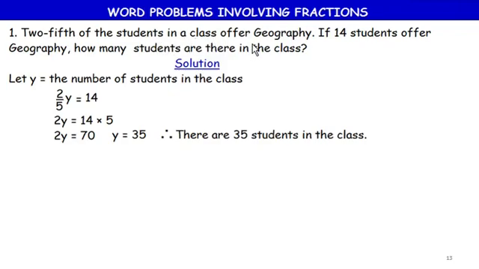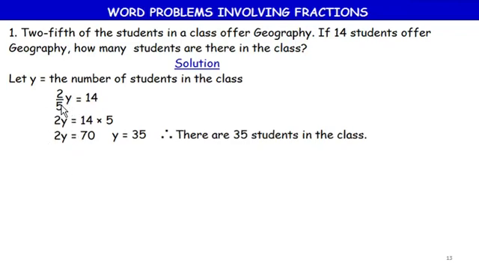In a class offer geography. If 14 students offer geography, it means that 2/5 of the students represent 14, or the number of 2 over 5 of the students is 14. So that is what we have represented here. So 2 over 5 y is equal to 14. If 14 students offer geography, how many students are there in the class? So the next thing is you have to solve this basic equation.